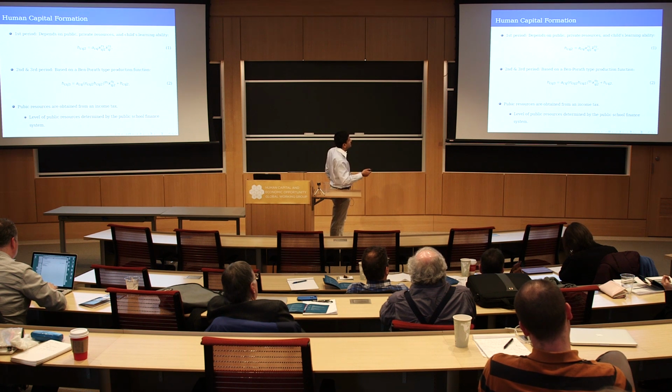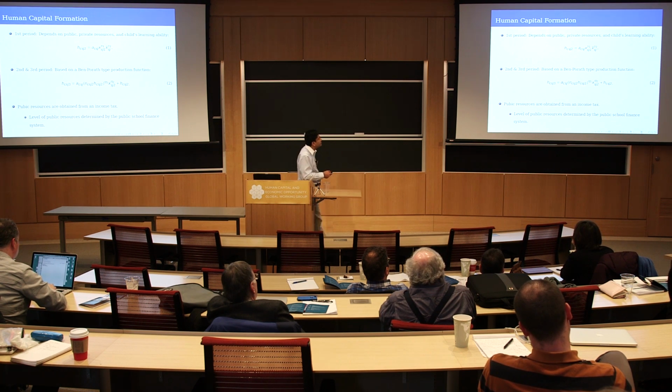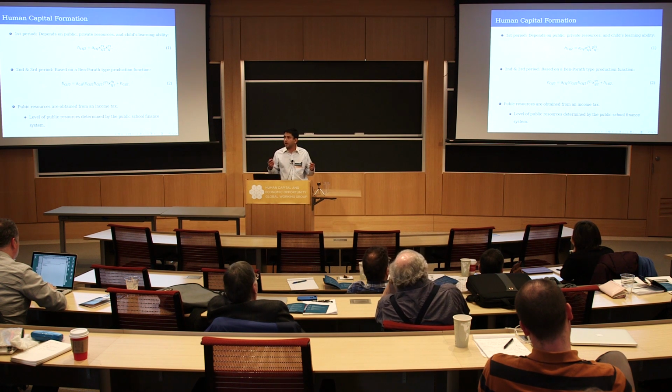Okay, here are the technologies. In some sense, this is important. So in the first period of life, this is going to be the 18-year period. The human capital of the child, C for a child, S in a state, and J in a district, in the second period is going to depend on ability. X is going to stand for private resources, and X bar is going to stand for public resources. So we're not going to assume they're perfect substitutes. We're going to assume that they're Cobb-Douglas.